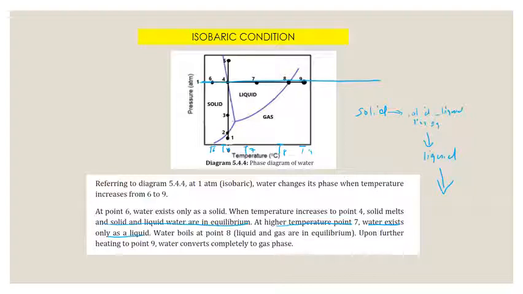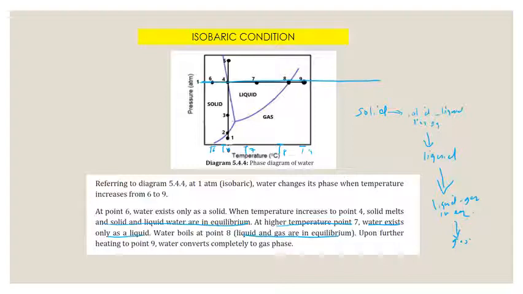Okay, so water boils at point 8. Okay, pada point ke-8 dia akan masuk kepada liquid gas in equilibrium. Okay, and then after dia dah cross boiling point where liquid and gas in equilibrium, phase nya akan berubah ke arah gas sahaja. Okay, completely. So at point 6, water exists only as solid.